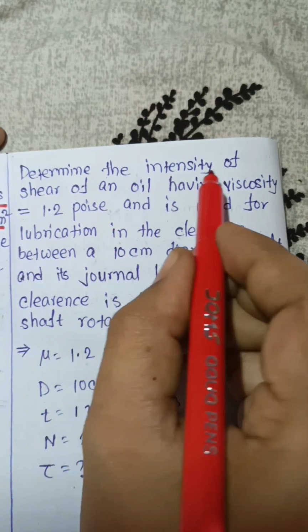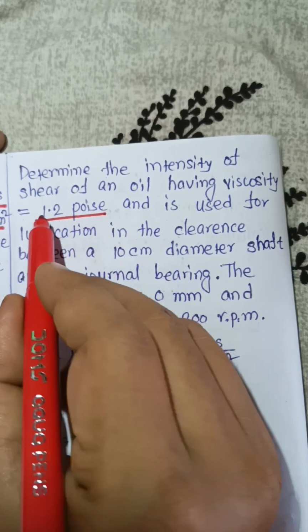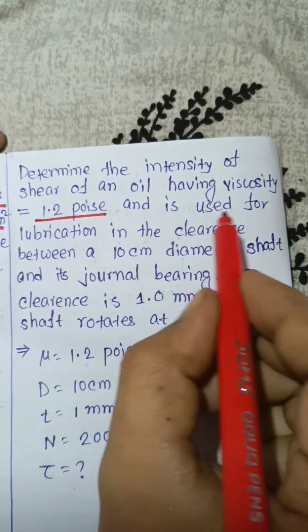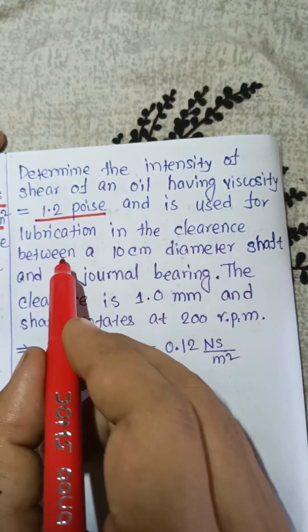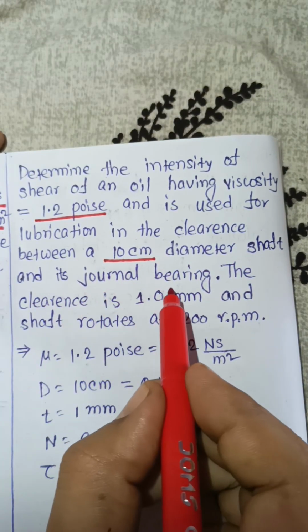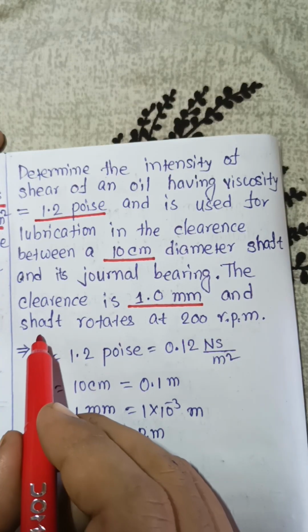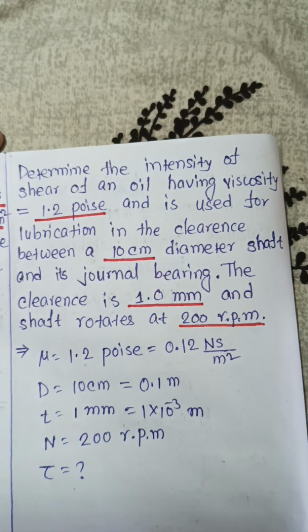Determine the intensity of shear of an oil having viscosity equal to 1.2 poise, used for lubrication in the clearance between a 10 cm diameter shaft and its journal bearing. The clearance is given, 1.0 mm, and the shaft rotates at 200 rpm. So what is given in this question?